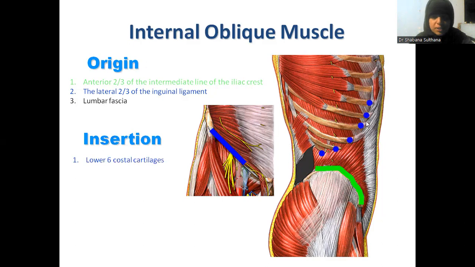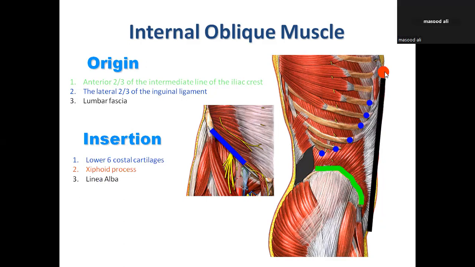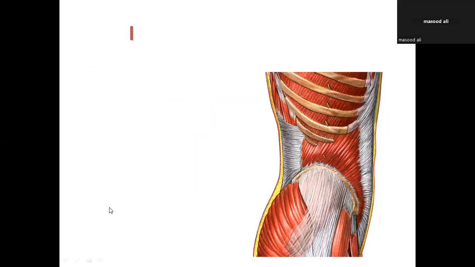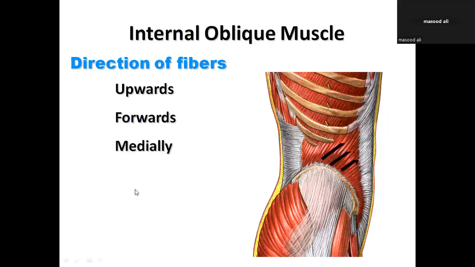Insertion. See these dots: lower 6 costal cartilages. Okay. And their adjacent xiphoid process, 12th ribs, and the linea alba. And also the pubic crest. Okay. Then next, now see the direction of fibers. It is upwards, forwards, and medially. Something like 90 degrees to the external oblique abdominis.